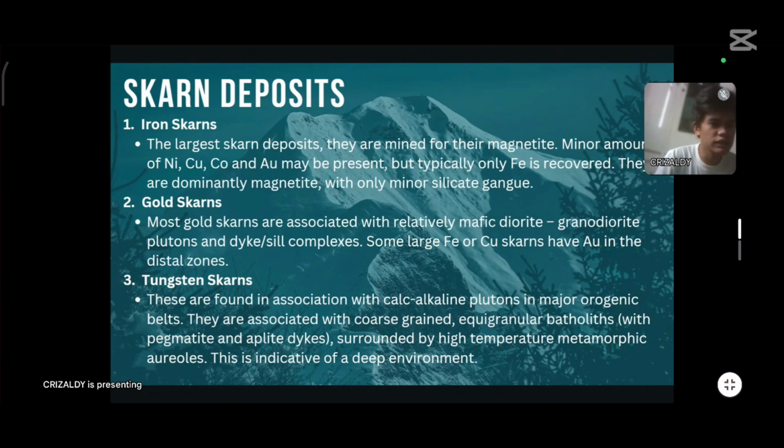Now, what is this iron skarn? Iron skarn is the largest skarn deposit kumpara sa iba't ibang skarn. And there are economical value because of their magnetite composition. And we can also find a small amount of nickel, copper, cobalt, and gold. But only minor amount lang na makikita natin sa iron skarn.